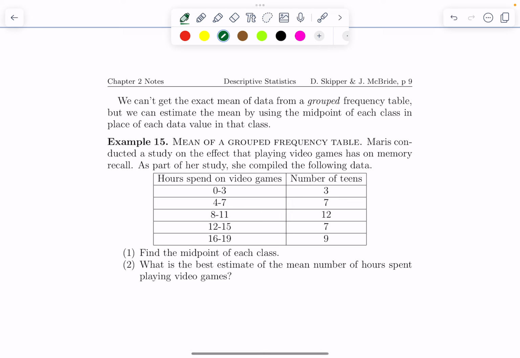We can't get the exact mean of the data from a grouped frequency table. This is a grouped frequency table. It's more like a histogram. I've got these groups and the frequency of numbers that are within each group. But we can estimate the mean by using the midpoint of each class in place of each data value in that class. So for instance, this is my grouped frequency table.